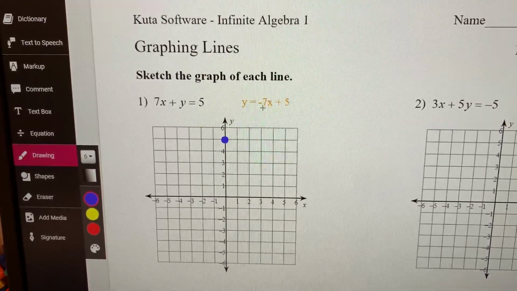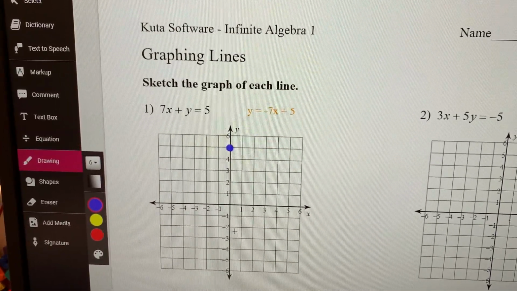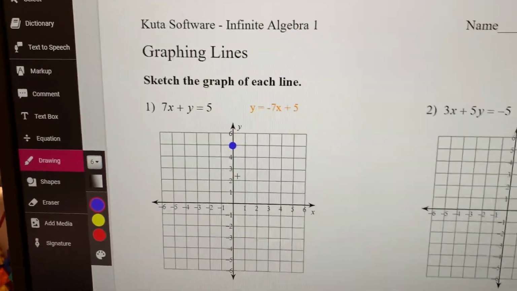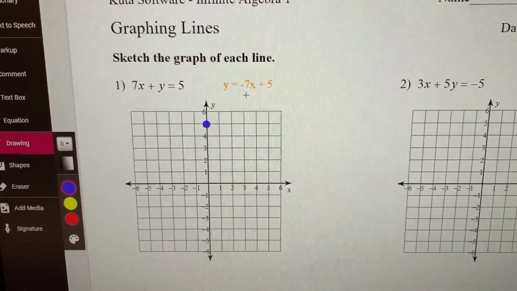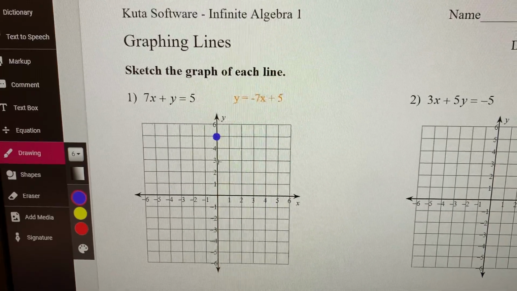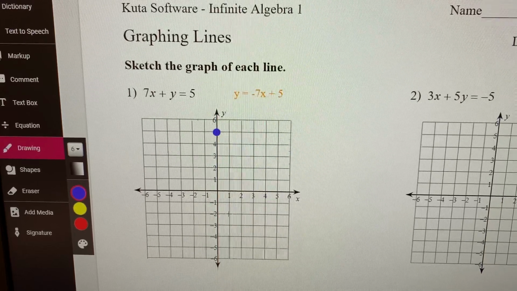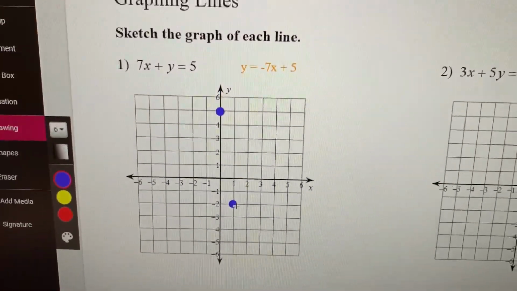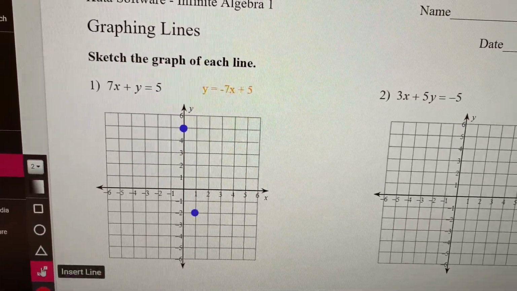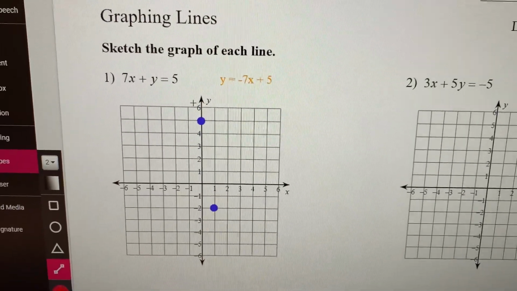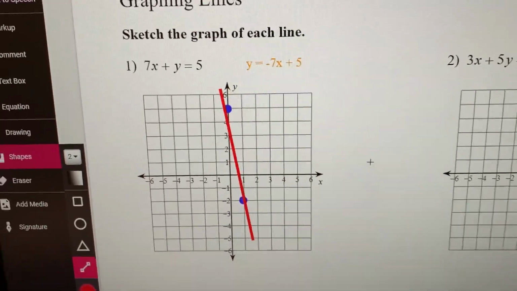Well, the slope is -7. If I just went -7, I'd be right back down here on the line, and that would be a vertical line. I'm not doing that. I'm doing -7/1, which means I go 1, 2, 3, 4, 5, 6, 7, and then over 1. So after I do that, I'm going to draw a line and connect my points, and that's my slope of the line.